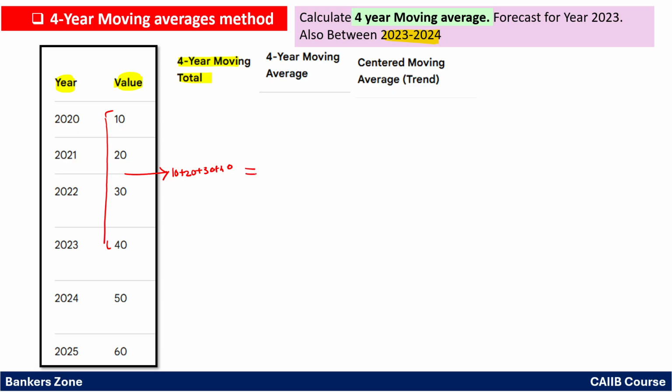So the total will be 10 plus 20 plus 30 plus 40. So the total here will be 100, right? So in the next step, what do you have to do? You have to skip one value from the top, and just add the total of the 4 values which are below. So whatever the 4 values here, in between 30 and 40, consider 2 values from the top and 2 values from the bottom, right? So here you will write 20 plus 30 plus 40 plus 50.